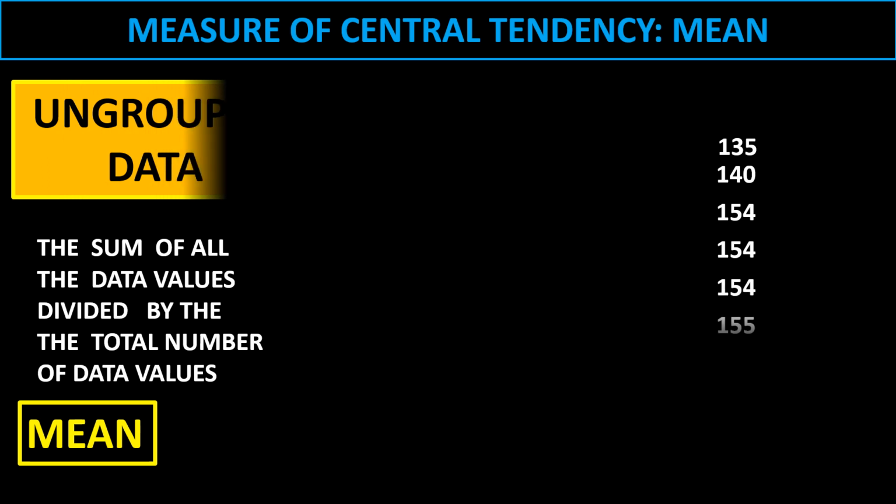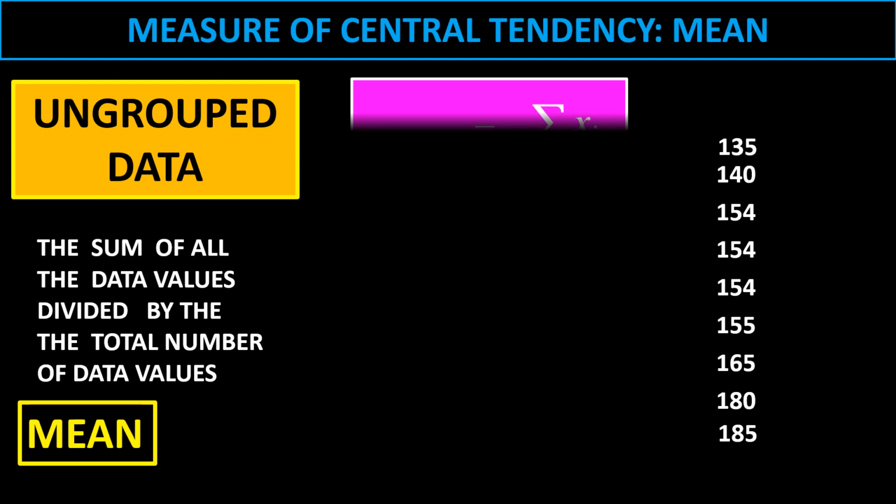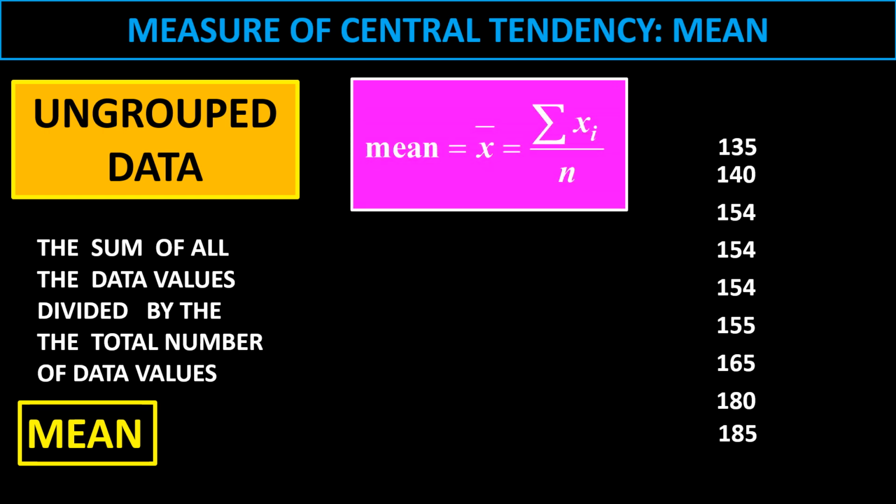So let's look at an example first, and here we're going to take ungrouped data. So I've got 9 data points. We're taking the same data points there, and they're not grouped. And this is the formula based on the definition. It's the sum of, that sigma means the sum of all the x values divided by the number of data values.